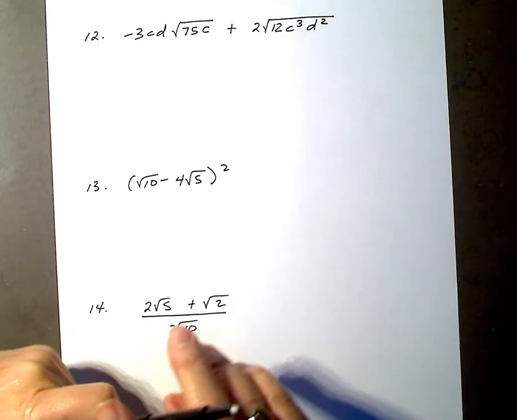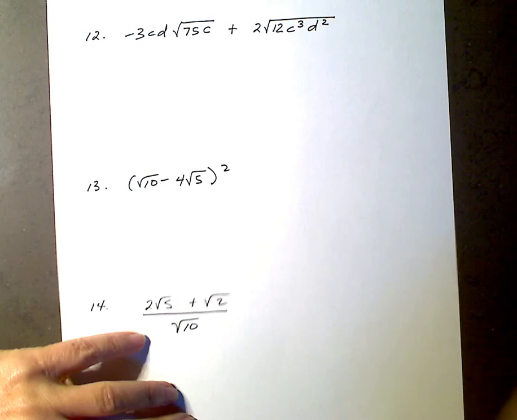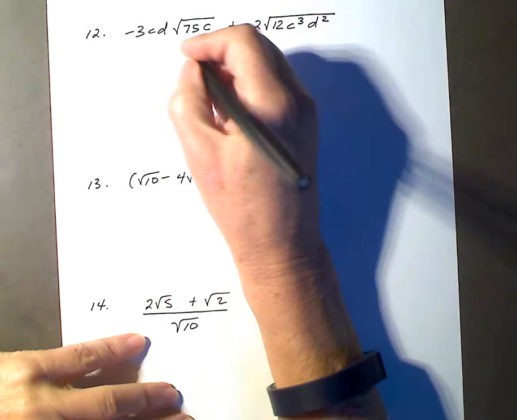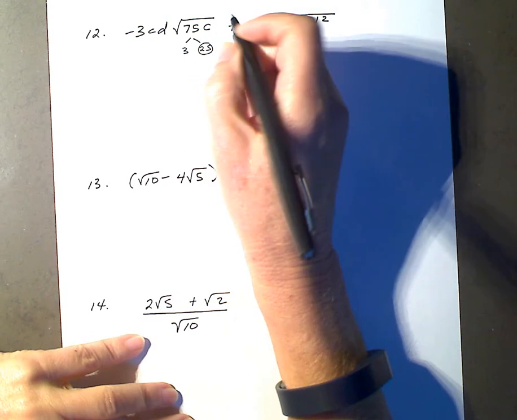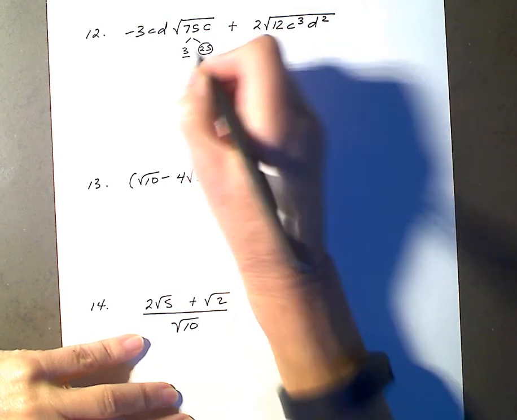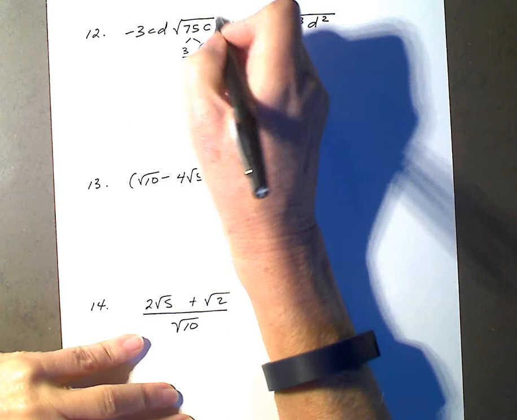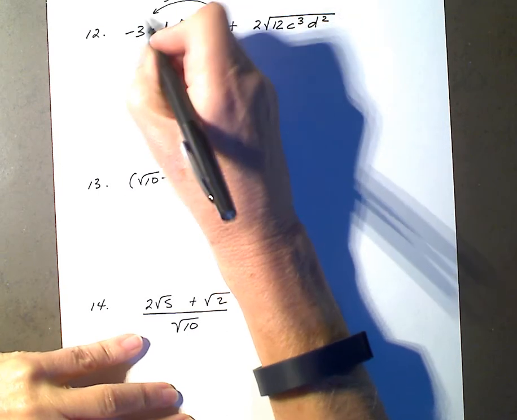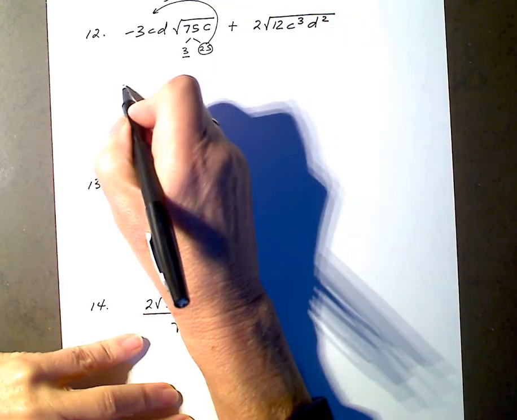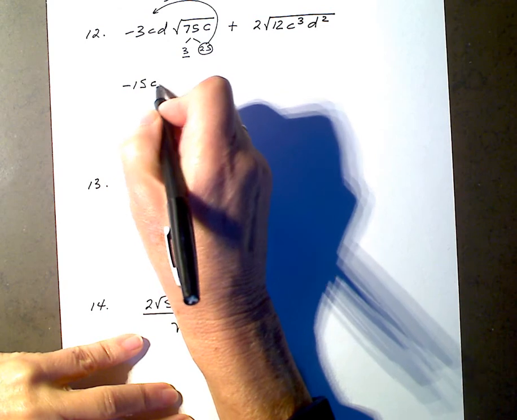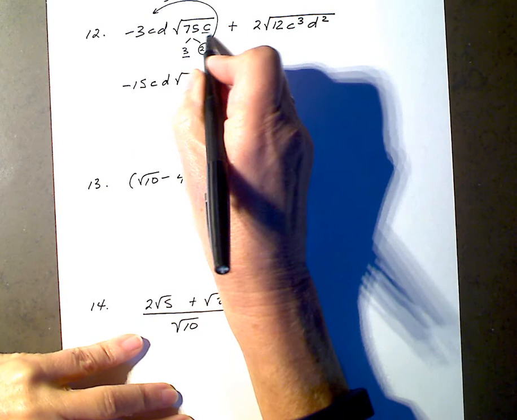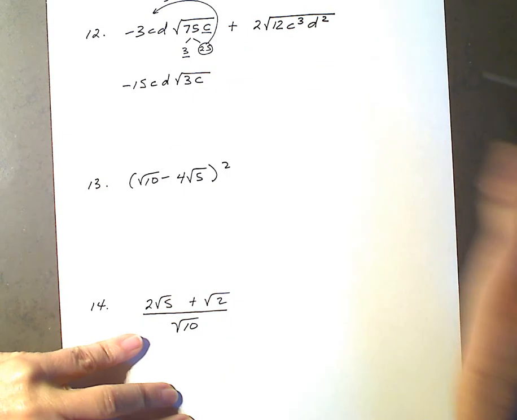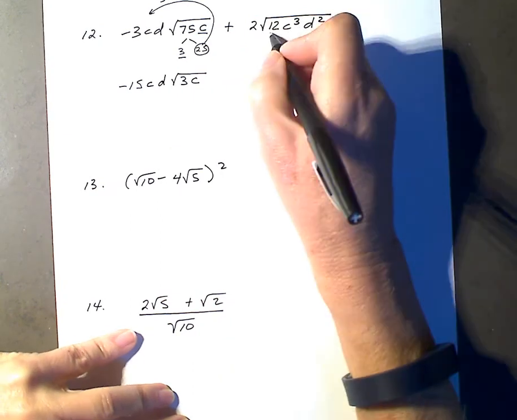Okay, redo on that problem. So we had 3 times 25. So a 5 will come out and a 3 will stay in. That 5 is going to multiply by the negative 3 CD. So negative 15 CD times the square root of a 3c that stays in. Now this was a c to the third. So let's do this right.